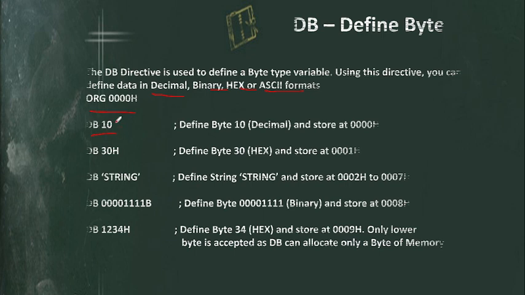I have not written anything else here, so this is going to be understood as a decimal. The system will understand that it's a decimal number, and it will be stored from this address 0000. After that, if I write db 30h, 30h will be stored. It will be a hexa number, and it will be stored in the very next address, that is 0001. No need to mention that address here.